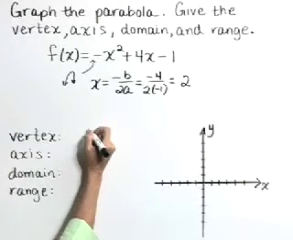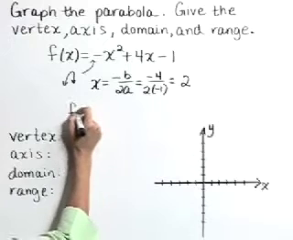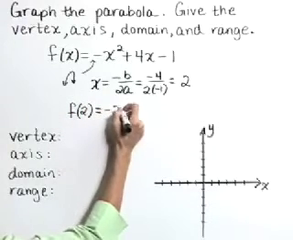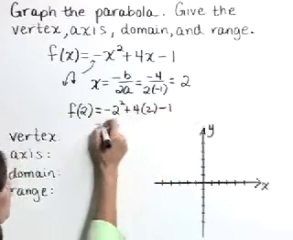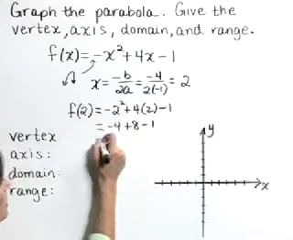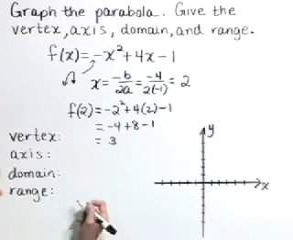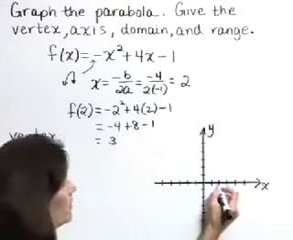We can find the y value, or functional value, you might say, of the vertex by finding f of 2, which is the negative of 2 squared plus 4 times 2 minus 1. That's negative 4 plus 8 minus 1, or 3. So this parabola has a vertex at the point (2, 3).